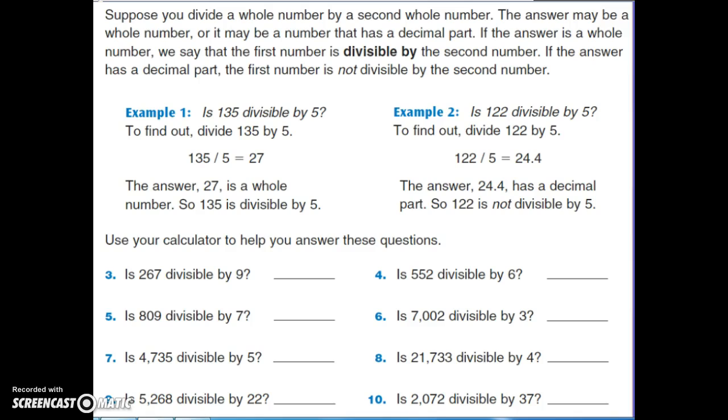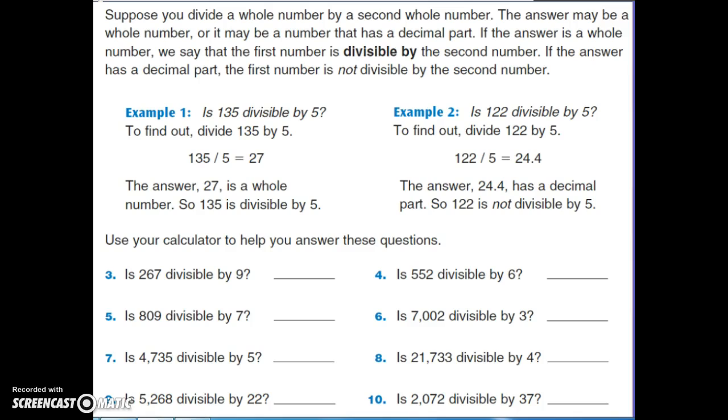Alright, there's a lot of information on this page. We are going to divide a whole number by a second whole number. The answer may be a whole number, or it could be a number with a decimal. If the answer is a whole number, we say that the first number is divisible by the second number. If the answer has a decimal, the first number is not divisible by the second number.